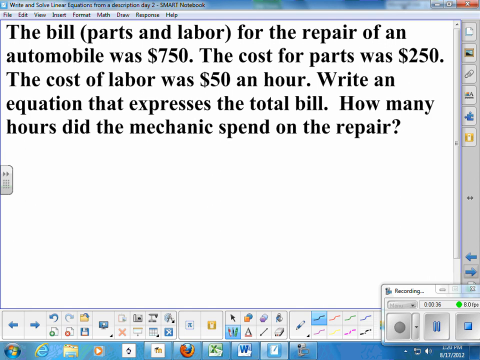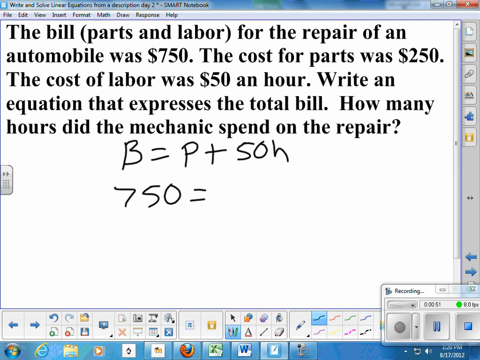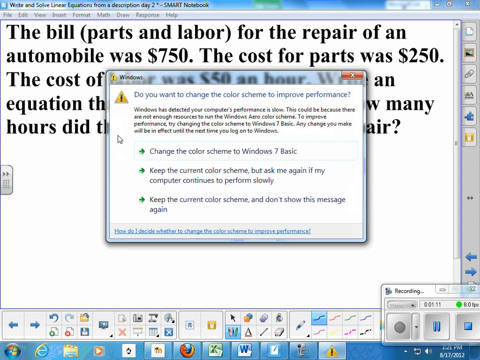Well, the total bill would be parts plus $50 an hour. The bill is $750. The parts are $250 and $50 an hour. How many hours did the mechanic spend on the repair? So we would solve this equation for h. What value of h would make this equation true?